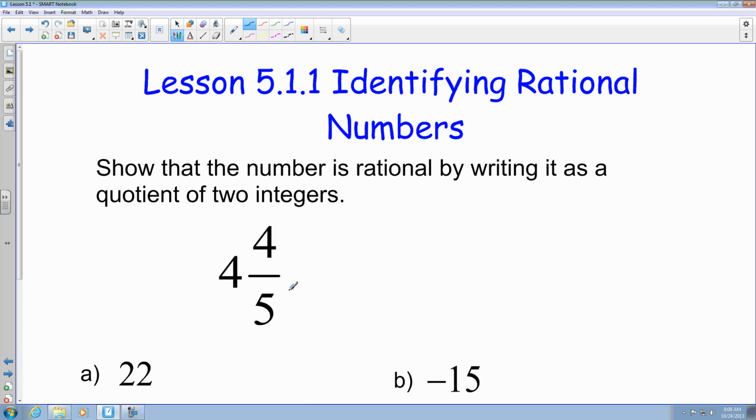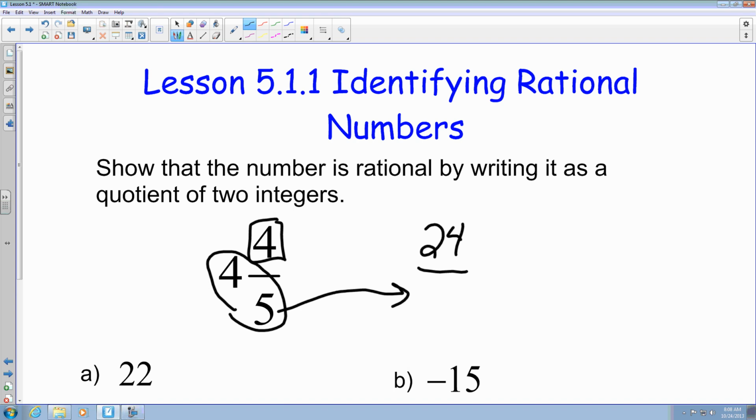If it's a mixed number and we want to turn it into an improper fraction, we do this. First, we're going to take these two values and multiply them together. So 4 times 5 is 20. Then this value of 20 gets added to the numerator. So 20 plus 4 is 24. And that gets placed as my numerator of my rational number, and my denominator is exactly the same as it was in the mixed number. Okay?